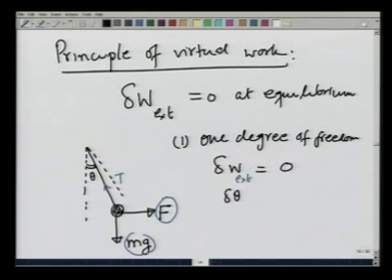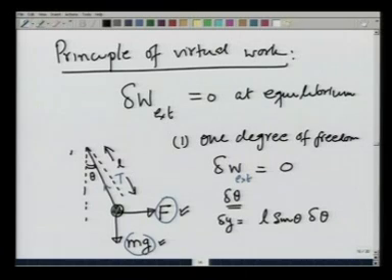If I make a virtual displacement of delta theta, let us calculate the virtual work done by force F and force mg. When I make this displacement, if the length of the pendulum is L, then the bob moves up, let us call it delta y, by an amount L sin theta delta theta, and it moves in the horizontal direction by L cosine theta delta theta. In fact, I should put this negative to show that it is moving up.